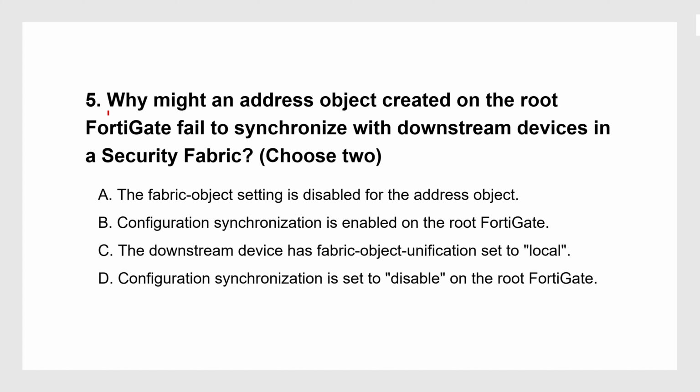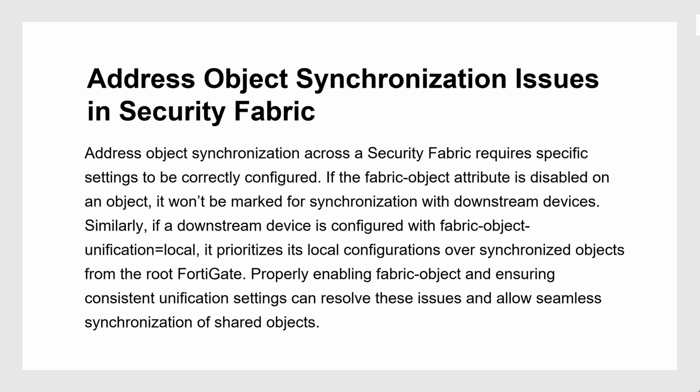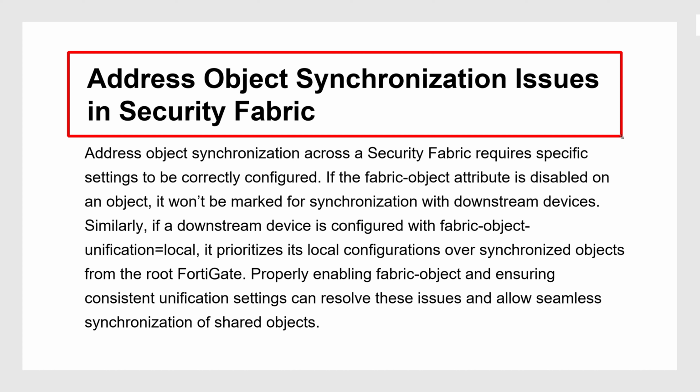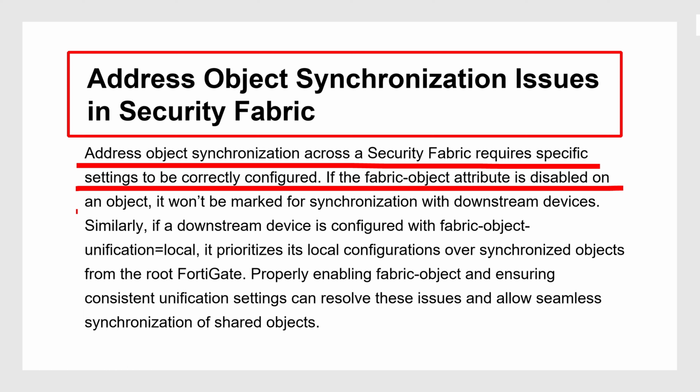Question 5. Why might an address object created on the root FortiGate fail to synchronize with downstream devices in a security fabric? The knowledge points of this question are: fixing address object sync problems. Address objects won't sync in the security fabric if they're not marked as fabric objects. Also, if a downstream device is set to local mode, it won't accept synchronized objects from the root FortiGate. To fix this, make sure the objects are marked for synchronization and that the downstream settings allow shared objects.